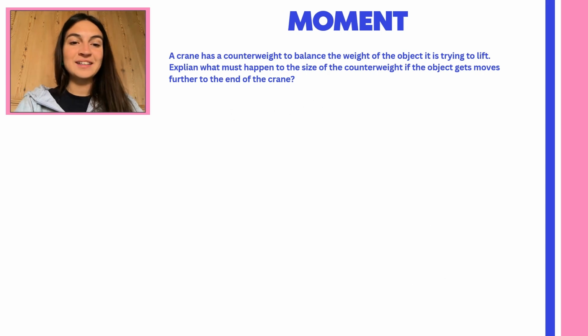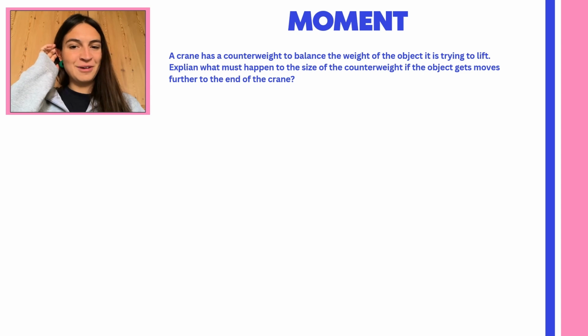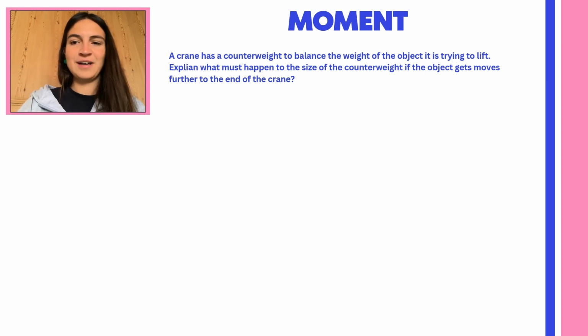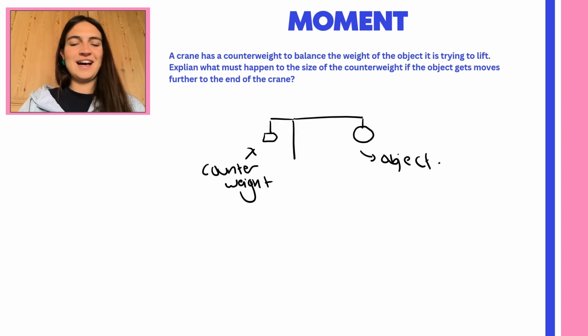Okay, a crane has a counterweight to balance the weight of the object it is trying to lift. Explain, spelt wrong. What must happen to the size of the counterweight if the object gets moved further to the end of the crane? So, forgetting this question being absolutely littered with grammatical errors, let's see what it was trying to ask.